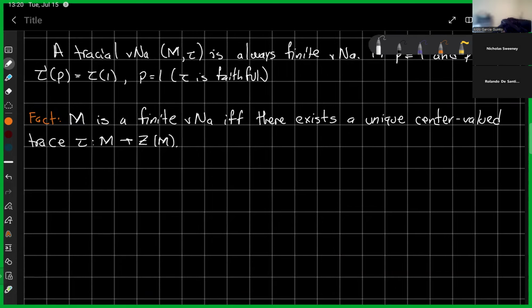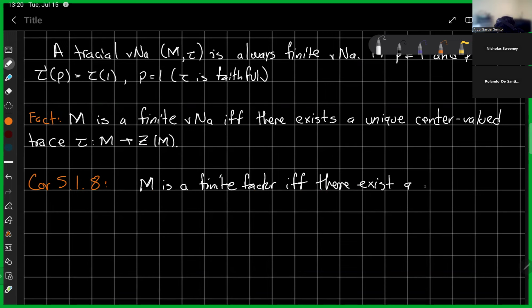In particular, what happens is that if the von Neumann algebra is a factor, this is Corollary 5.18: M is a finite factor if and only if there exists a unique trace tau, a linear functional. The uniqueness comes from the fact that you have a factor.